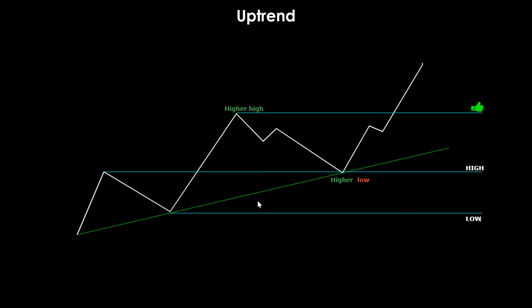So, when you have any asset in the world rising, we can call it uptrend. We can have local uptrends or long-term uptrends. It can be on any time frame. And when we have an uptrend, you can see we are making higher high and higher low. And again, we have higher high, higher low. And again, higher high, higher low.